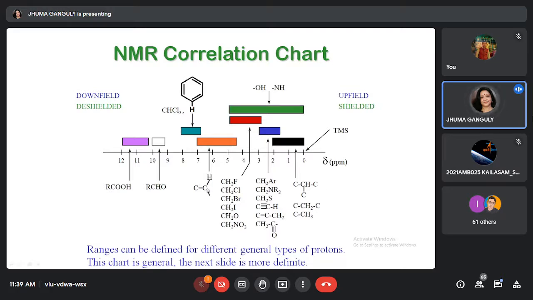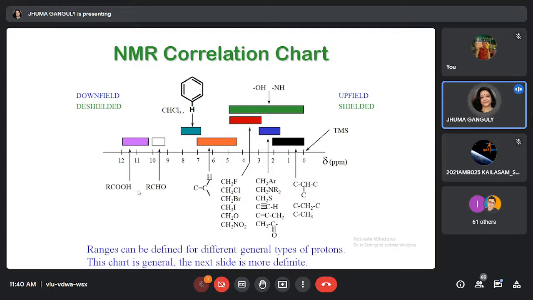Okay. Now suppose we have a CHO aldehyde. So what happened? This proton's environment is different from the carboxylic acid group. In the carboxylic acid group, the proton is attached to the OH, and this proton is attached to the carbon. So both are different. Now which one is more deshielded?